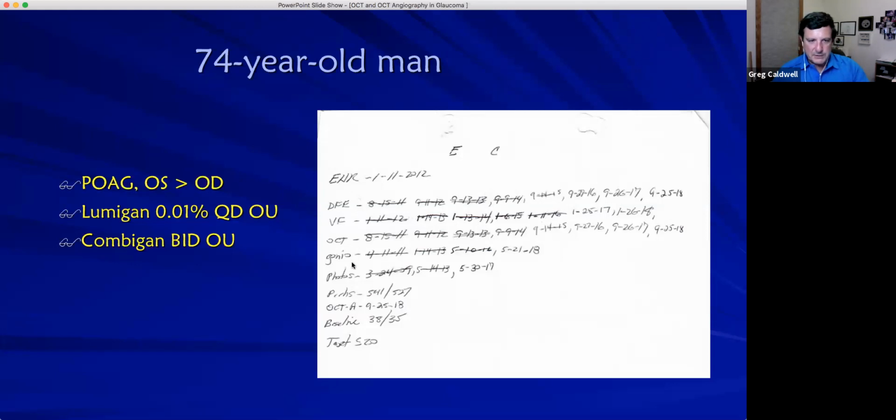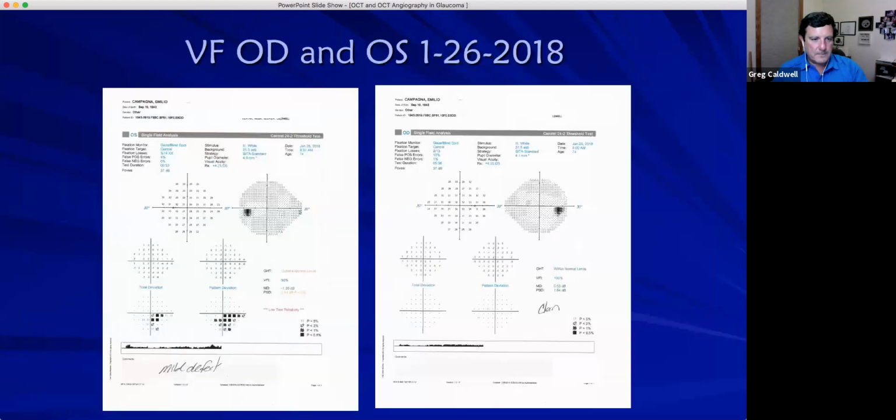DFEs, my visual fields, OCTs, photos, PACs, OCT-A. You can see I started adding that. And then I like to know what their baseline or Tmax, and then I set a target pressure. So I still keep a kind of a dashboard of what I'm doing for these patients and making sure I'm getting tests that I want to do and reevaluating and making sure we have these patients well cared for.